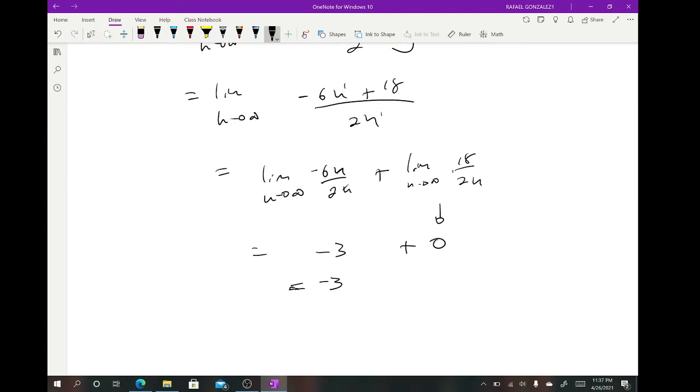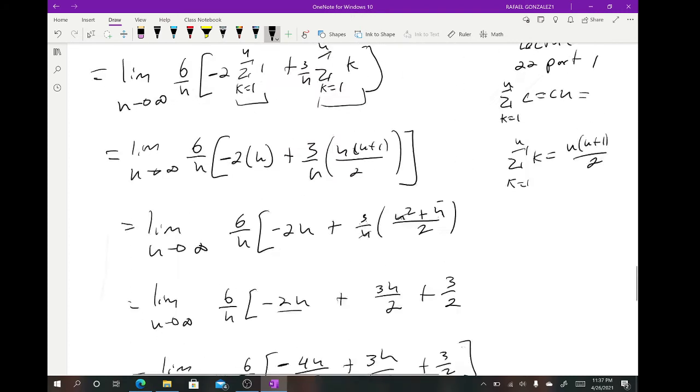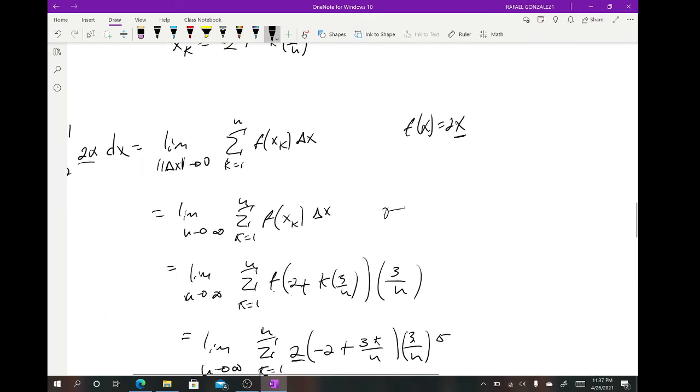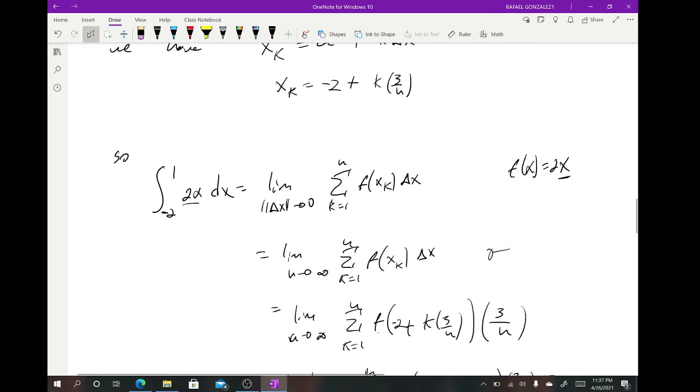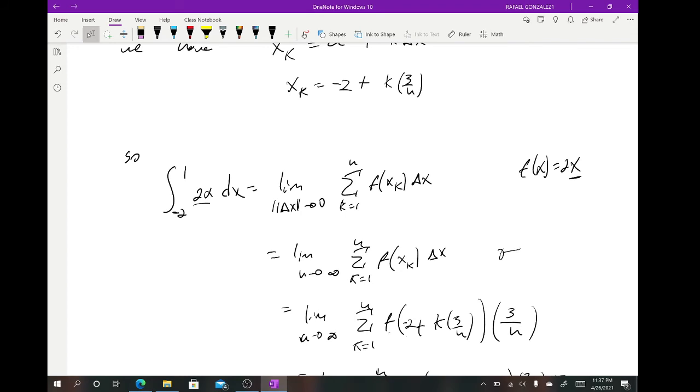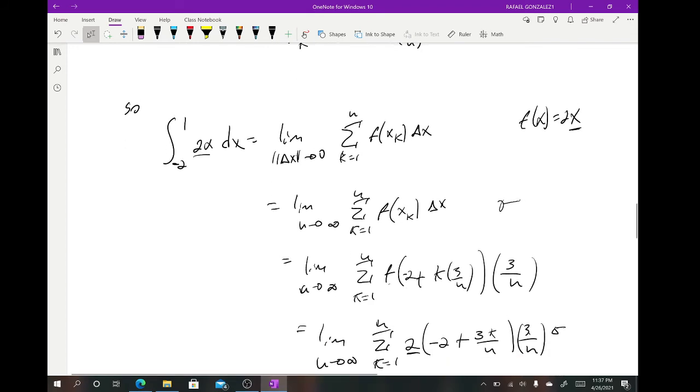Okay, so that is the end of this problem. So we have that the integral from -2 to 1 of 2x dx is equal to -3 by using the definition. Notice that this was a very long and very tedious process. In the next lecture, we're going to get a tool that will allow us to do this much faster: the fundamental theorem of calculus.